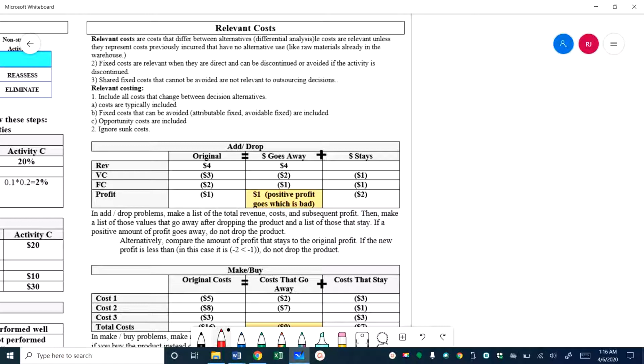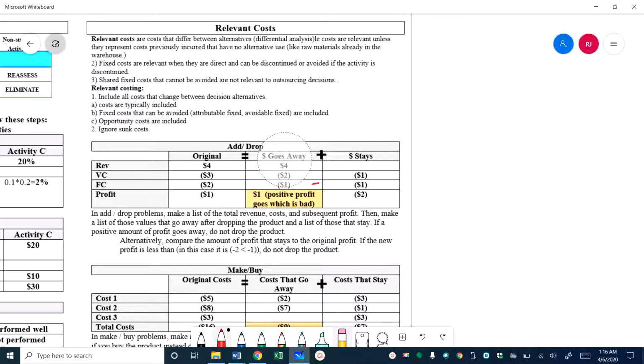So in this example, again, we said $4 in revenue is leaving, $2 in variable costs are leaving, and $1 in fixed costs are leaving. Therefore, a positive $1 in profit is going away. That is really, really bad because we're losing $3 in costs, which is good, but we're losing $4 in revenue, which is bad. So therefore, we're losing a positive $1 in profit.